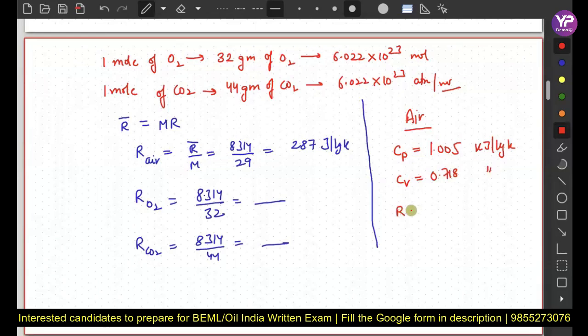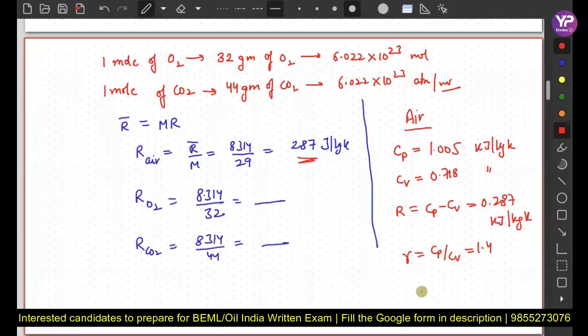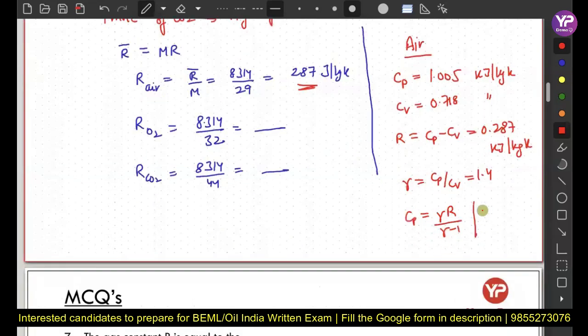Units are the same. Then we have R, which is CP minus CV, the characteristic gas constant, which is equivalent to 0.287. The same value, but written in the form of kilojoule per kg Kelvin. Then we have the value of gamma, defined as the ratio of CP by CV, which is equivalent to 1.4 here. We can also write the formula of CP in the form of gamma and R. We can also write the formula of CV in the form of R and gamma.